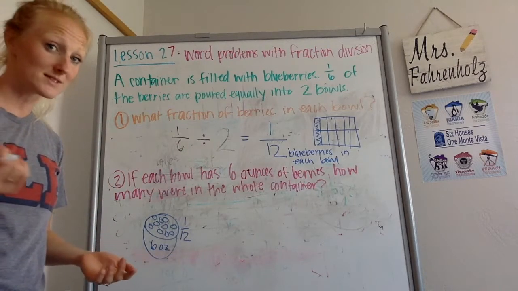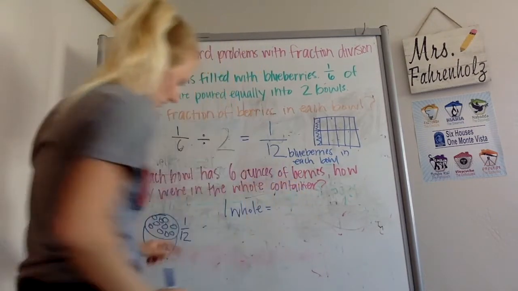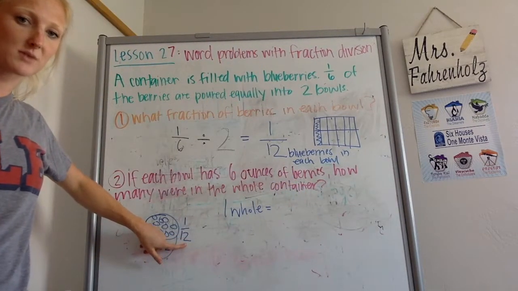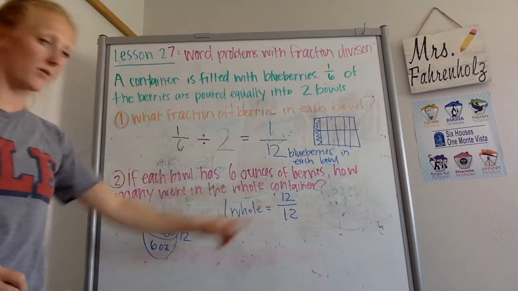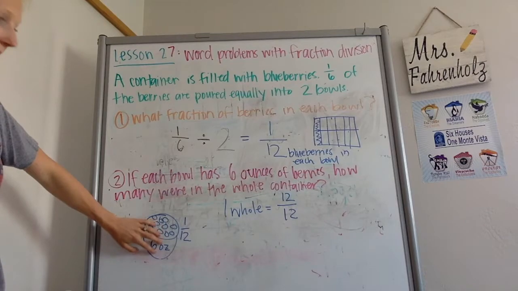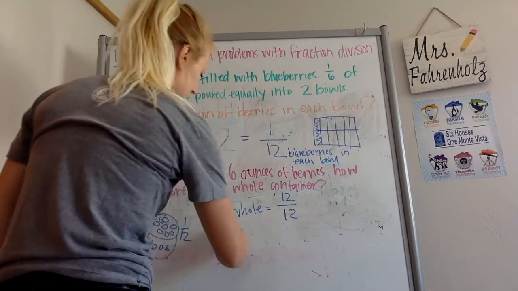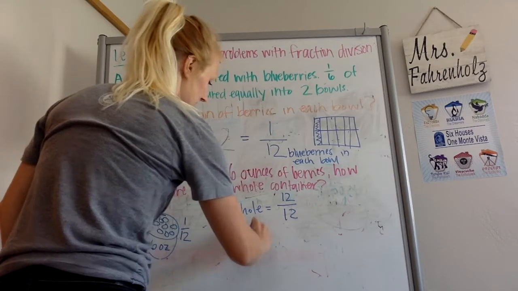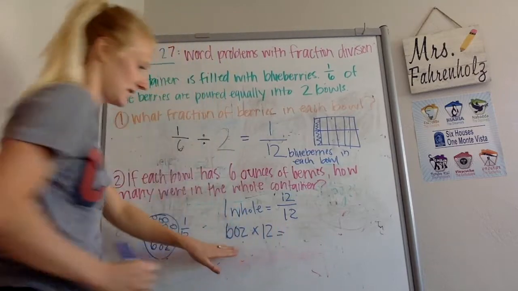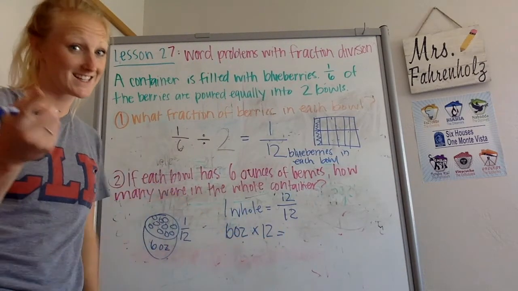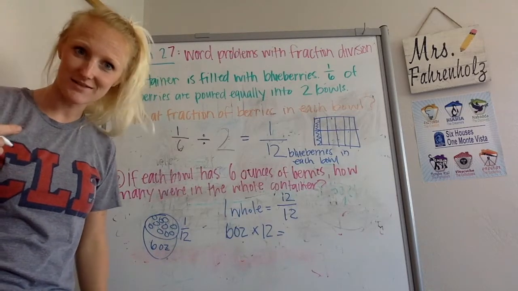You know wholes. You know what 1 whole means. If we're working with 12ths, how many 12ths are in 1 whole? 1 whole is the same thing as 12 12ths. So I need 12 of these bowls to get the whole container. One of the bowls is 6 ounces times 12 total bowls in 1 whole container. 6 times 12 is... I can't hear you. Did you say 72? Great.